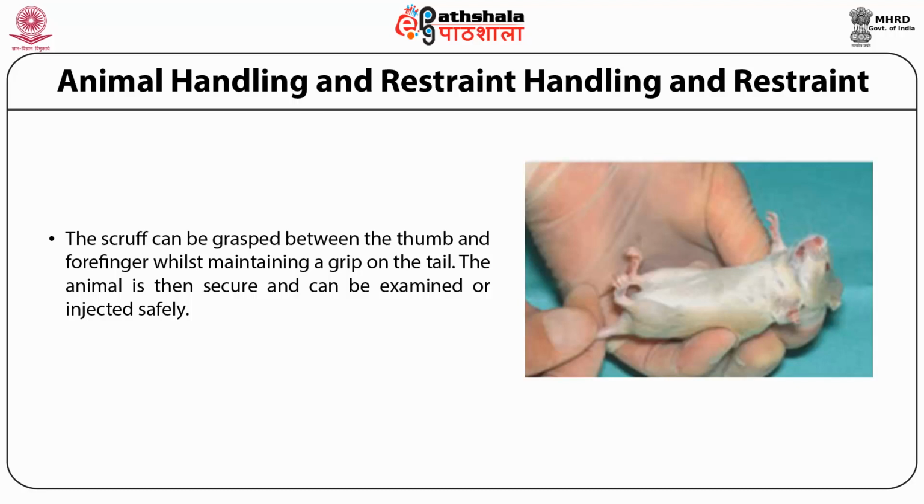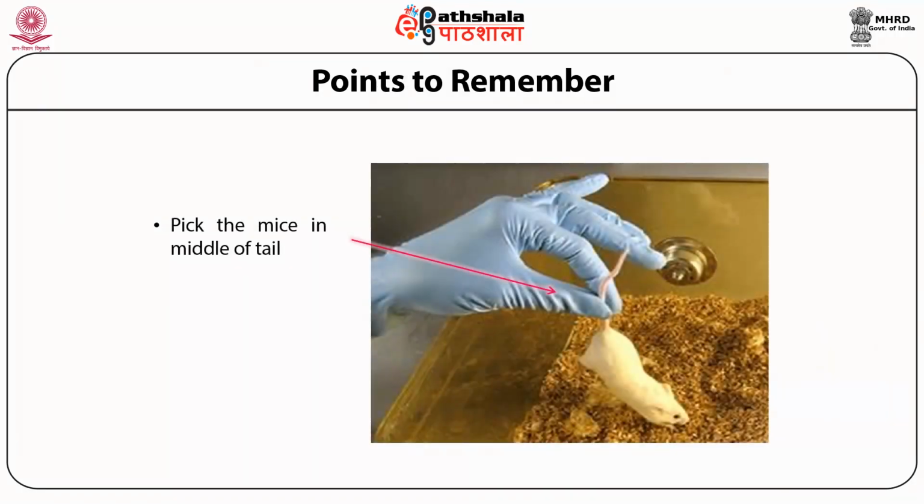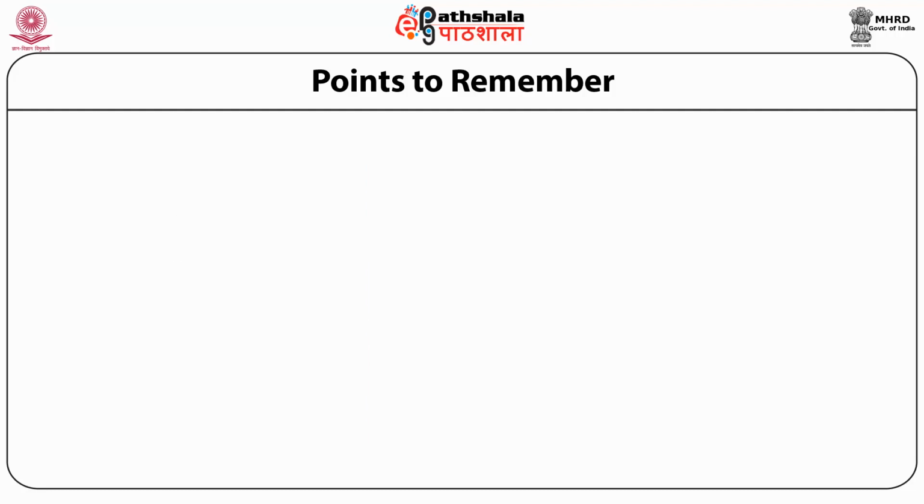If you are holding properly, there won't be any biting of the mouse. One of the important points to remember is to always pick the mouse in the middle of the tail. Sometimes if you pick the tip of the tail, the skin will come out and the mouse will go around. So always pick the mouse at the middle of the tail.